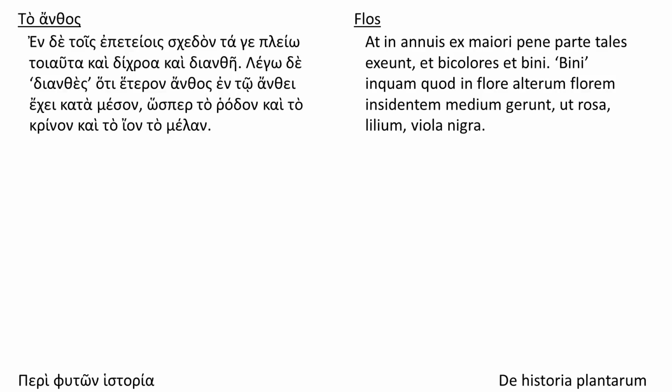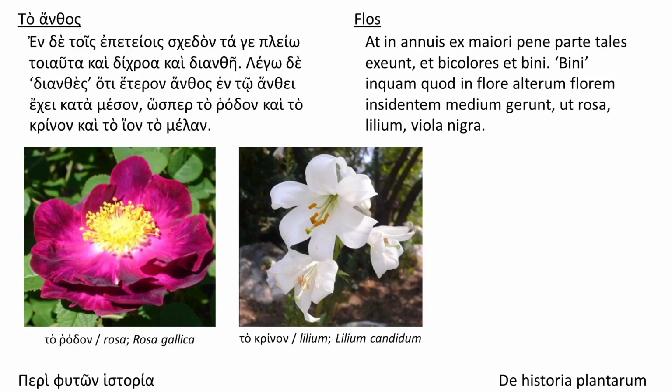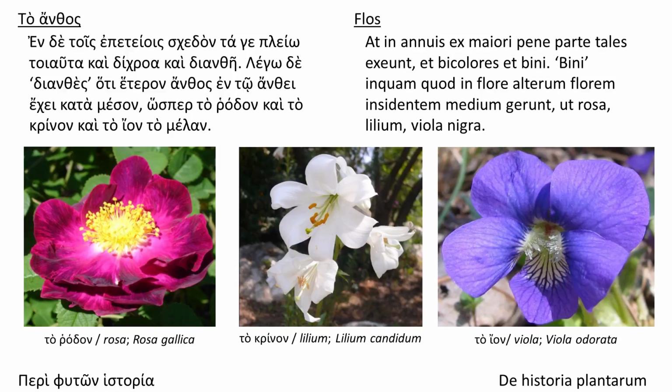Among the annuals or garden flowers, most are of this character. Their flowers are two-colored and two-flowered. At in annuis ex maiore pene parte tales exeunt et bicolores et bini. Lego de dianthes hoti heteron anthos in toi anthe eke kata meson. Hosperto rodon, kaito krinon, kaito ion tomelan.